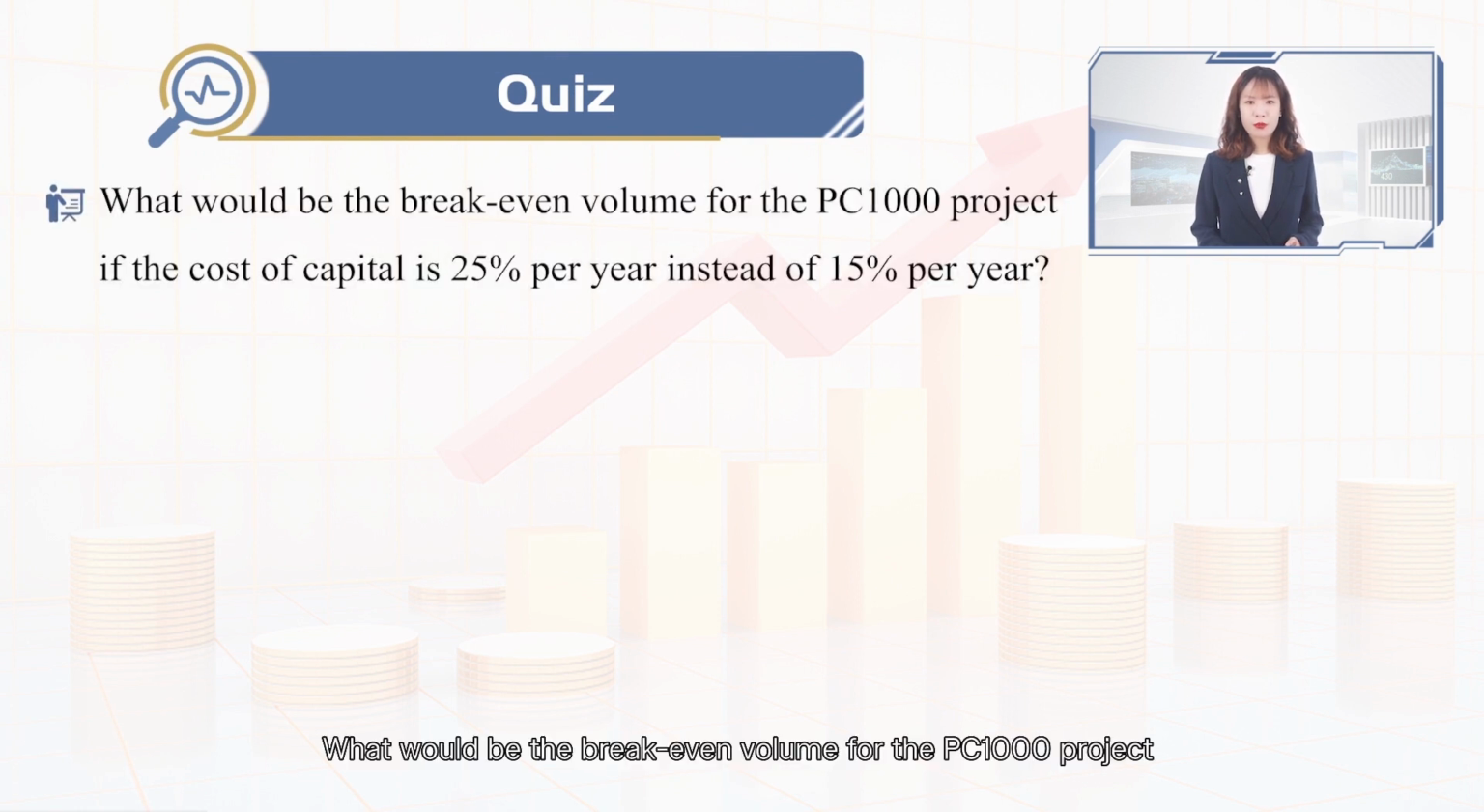Consider this example for a different cost of capital. What would be the break-even volume for the PC1000 project if the cost of capital is 25% per year instead of 15% per year?